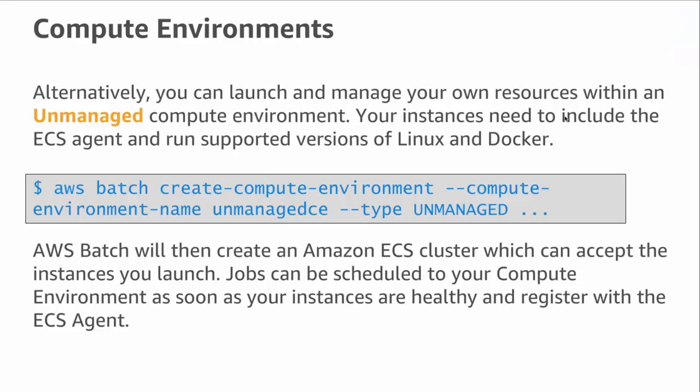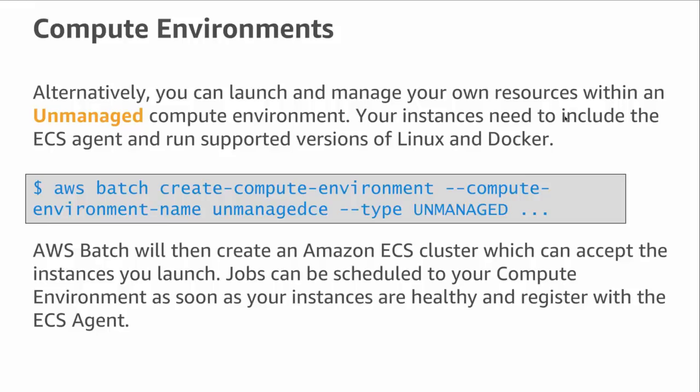Alternatively, you can launch and manage your own resources within an unmanaged compute environment. And so in this case, what you do is you can scale up your own environment and then associate those instances with the batch service. And so in this case, your instances need to include the ECS agent and need to run supported versions of Linux and Docker.